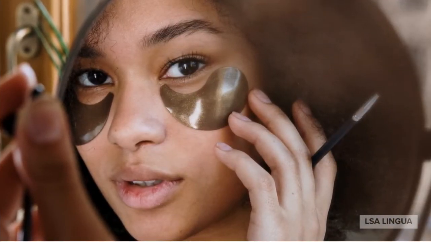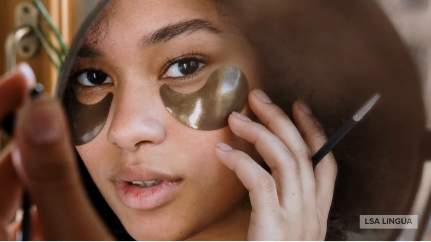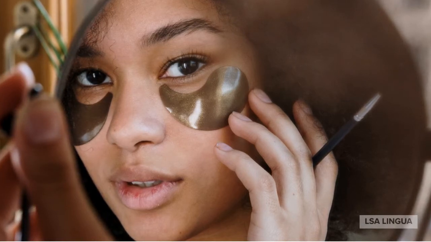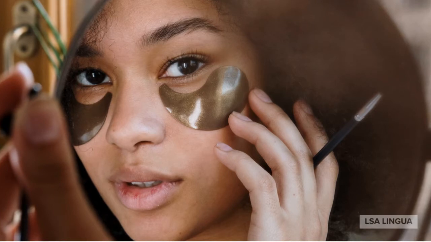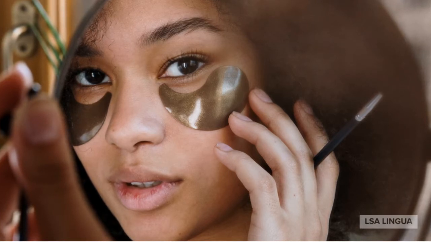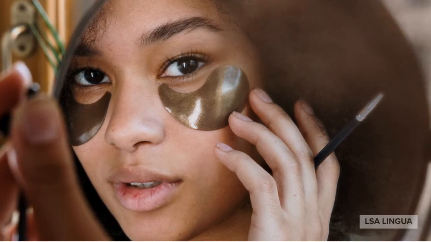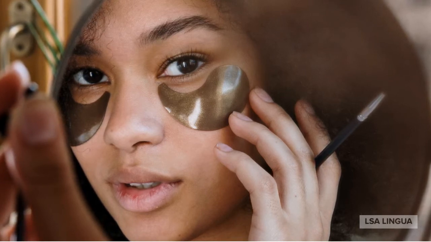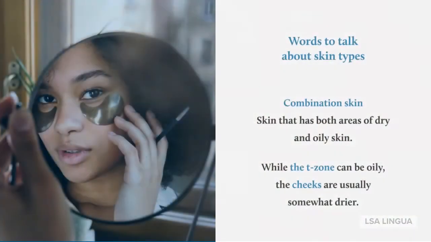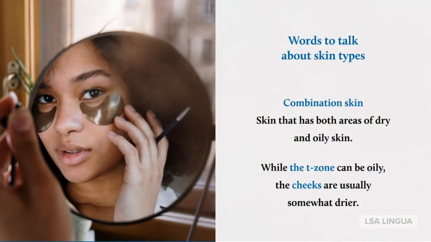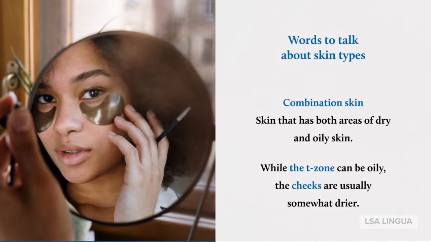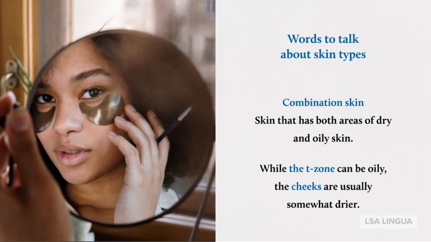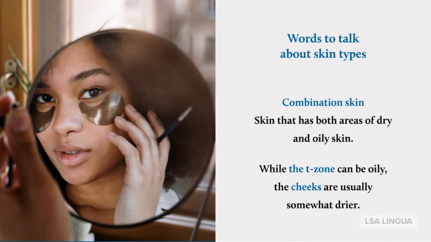The third type of skin is combination skin. This is skin that has both areas of dry and oily skin. So while the T-zone can be oily, the cheeks are usually somewhat drier. Combination skin. Areas of dry and oily skin. T-zone. Cheeks.